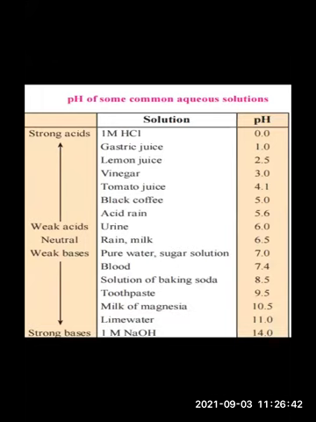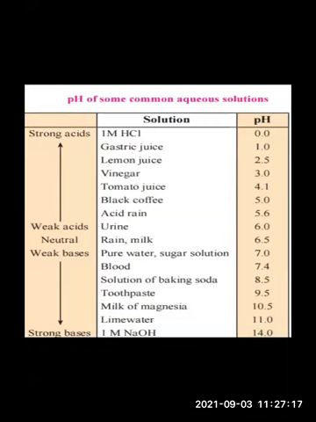Now let us take weak acids. Urine, 6. Rain and milk are nearly neutral, so 6.5. Pure water and sugar solution, 7. Blood is a weak base, 7.4. Solution of baking soda, 8.5. Toothpaste, again a weak base, 9.5. Milk of magnesia, 10.5. Lime water, 11. Then the strongest base, sodium hydroxide, 1 molar NaOH, has 14.